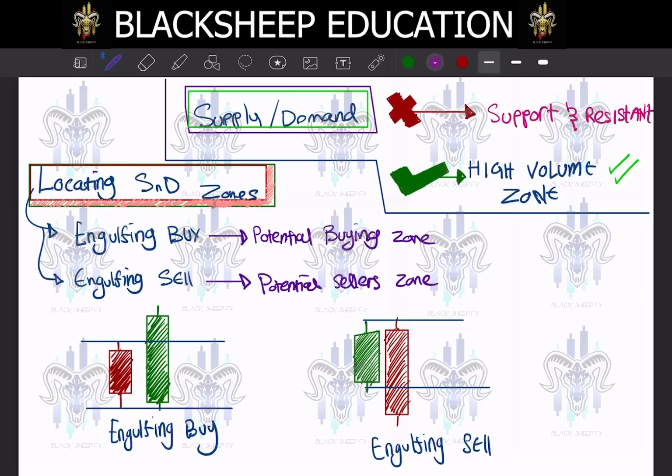So when we see a green candle eat a red candle, here are the points. The lowest and the highest. We always take the lowest and the highest. So when the candle has successfully eaten the red candle, this zone is what we call, I will just use a short form, engulfing buy zone. What does it indicate? Potential buyers in the future.